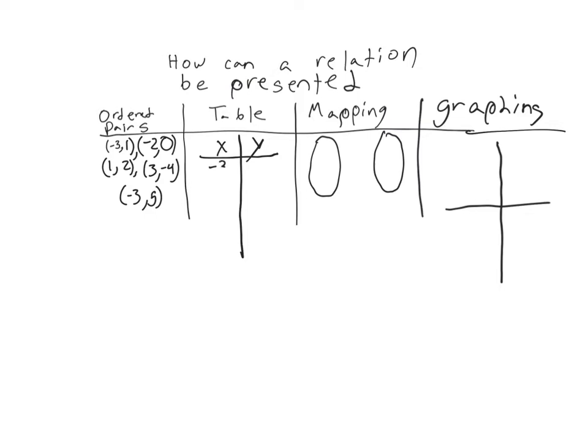So I can say, oh, -3, 1, -2, 0, 1, 2, 3, -4, and then -3, 5. Now, the third way, I'm going to try to make this a little bit bigger.